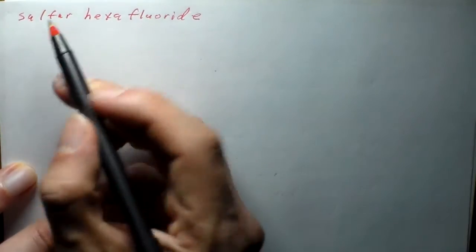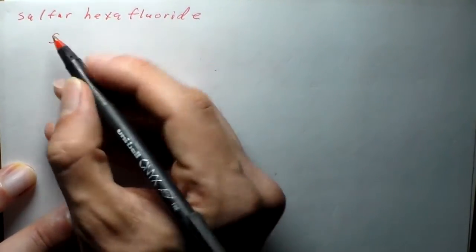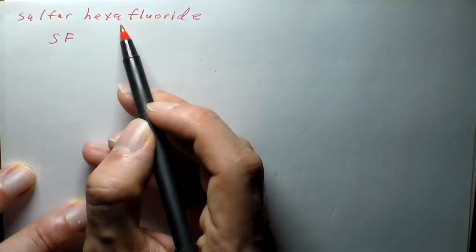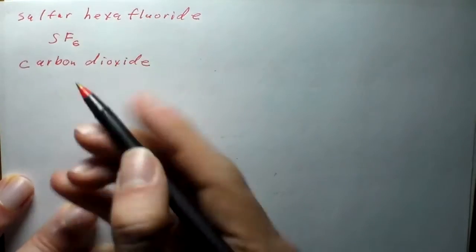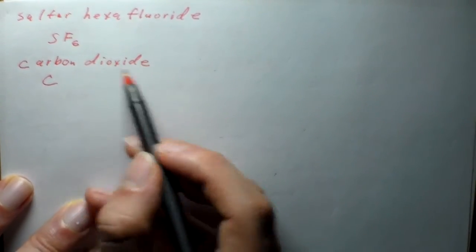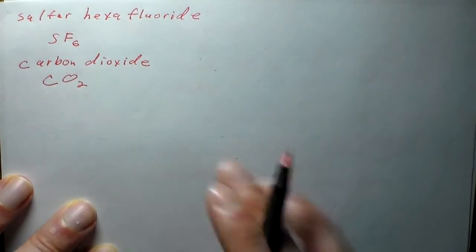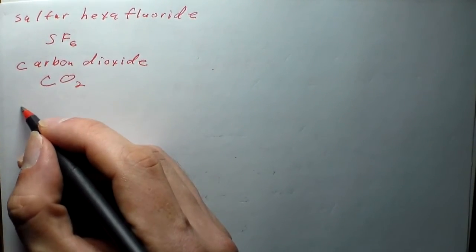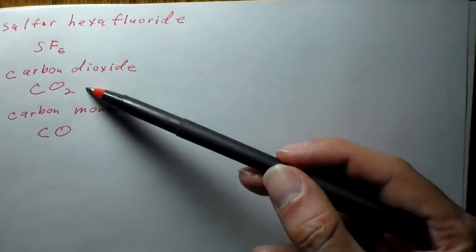So sulfur hexafluoride, so my sulfur right there. And then notice I have here fluoride, okay, F, and hexa means 6. So that's SF6. Carbon, there's my carbon. And then I have an oxide, so that's the O, and then I have 2 of them, CO2. And another one that everyone's probably heard of, carbon monoxide, carbon with an oxygen. And again, these are 2 very different compounds.